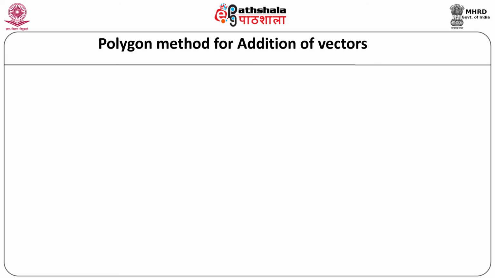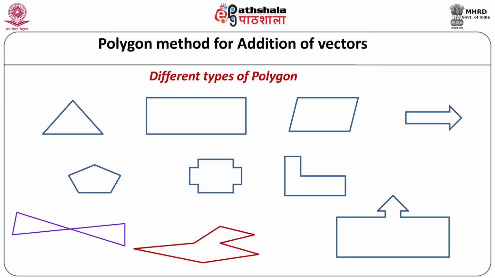So far, we have discussed the two laws of vector addition, namely triangle law and the law of parallelogram. By repetitive application of triangle law, we can add any number of vectors. The method is known in literature as polygon method for addition of vectors. Let us try to understand the method through an illustration. It be noted that polygon has more than two sides and can have any shape. Have a look at different shapes of polygons.